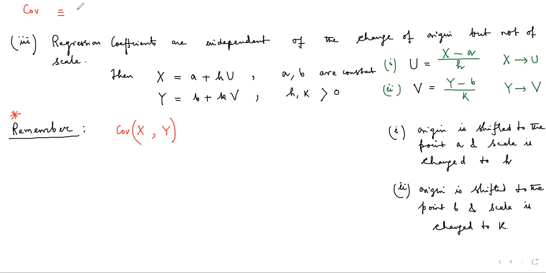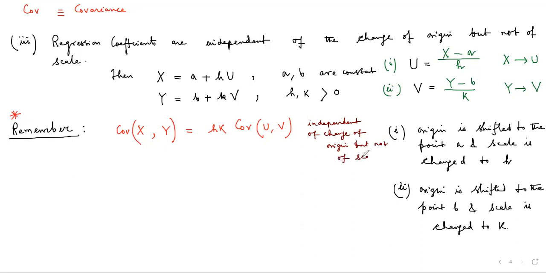Cov stands for covariance of x and y. According to the formula, this will be covariance of uv. So you see the covariance is actually independent of change of origin. What I'm seeing over here, this quantity is independent of change of origin, but not of scale. Why? Because the quantities h and k are present over here.